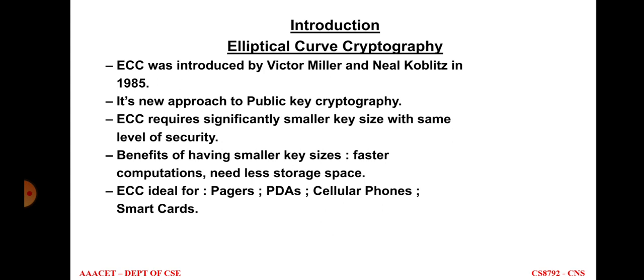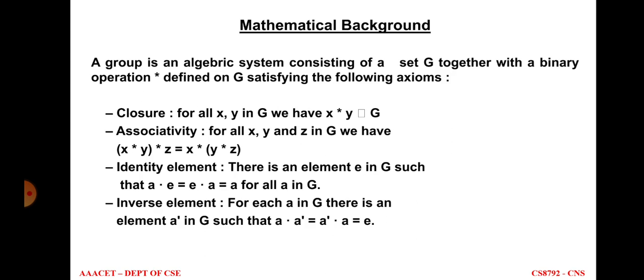And the benefit of having smaller key sizes is that we can perform the computation in a very fast manner, and also elliptic curve cryptography needs much less storage space. And ECC is very useful in pushdown automata, we will see in TOC, and in cellular phones and smart cards.